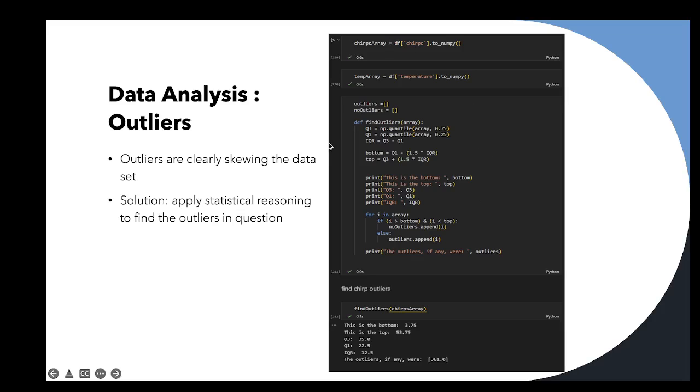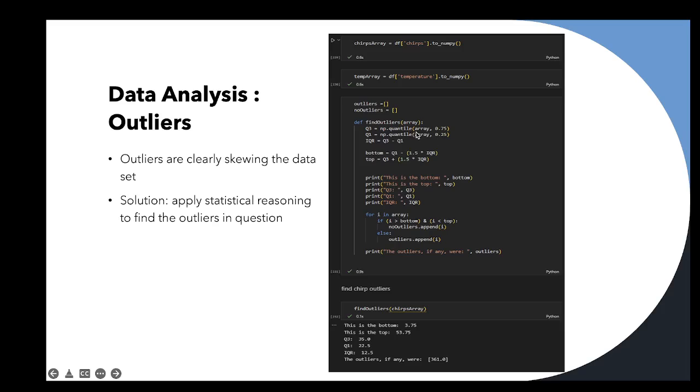To do that, I converted each of the attributes into a NumPy array. I took a slice of the chirps column and a slice of the temperature column and converted each to a horizontal 1D NumPy array. I used the function to find the third quartile and first quartile, and from that you can find the interquartile range, Q3 minus Q1.